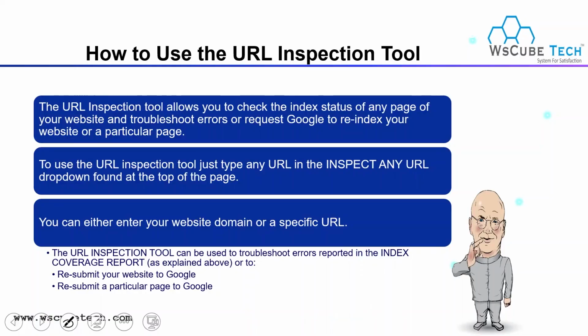Now, how to use the URL inspection tool. URL inspection is a tool which allows you to check the index status of a page of your website, troubleshoot errors, or request Google to re-index your website as we previously did. To use the URL inspection tool, we just type any URL into the inspect area, as we already did in our demo session. You can enter either your website domain or a specific URL. The tool can be used to troubleshoot errors reported in the index coverage report and resubmit your website or a particular page to Google. That is the use of URL inspection.